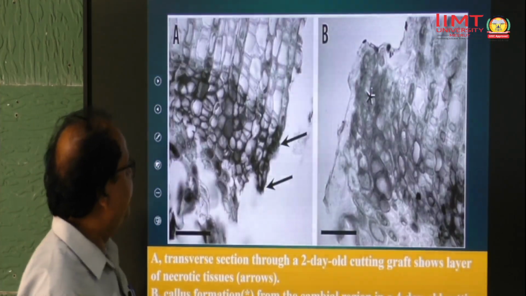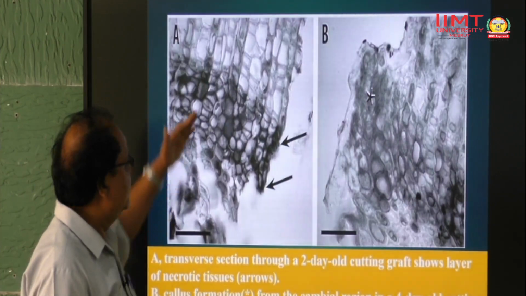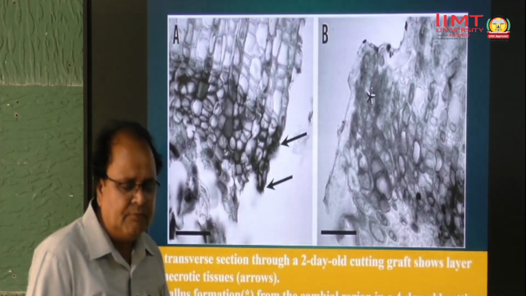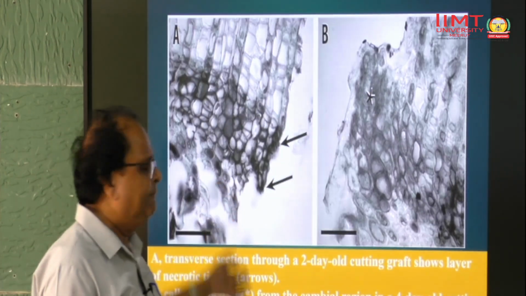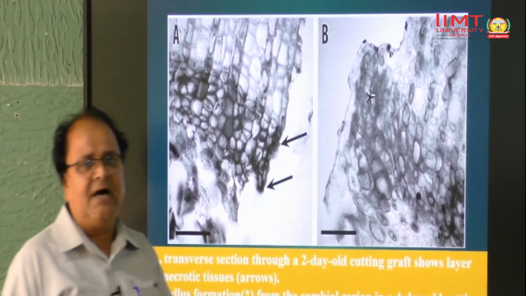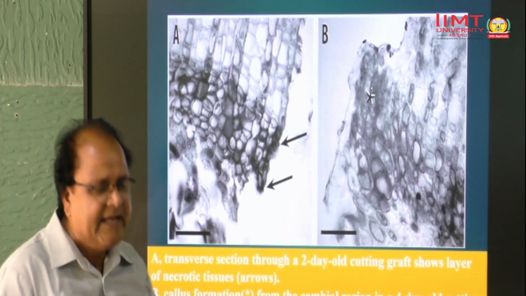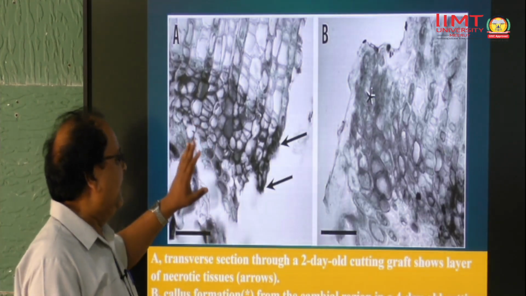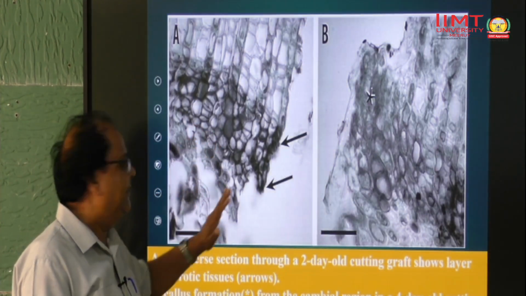Here you see the diagram, this is the scion and rootstock. In between, new cells are formed. These cells are called parenchymatic cells, and this is the formation of callus. Callus is a mass of parenchymatic cells that heals the scion and rootstock in between at the time of healing.